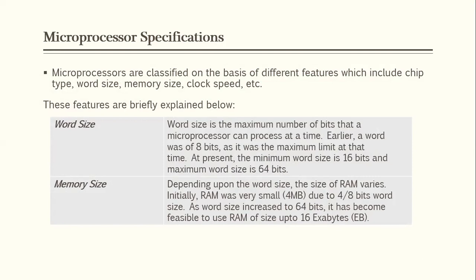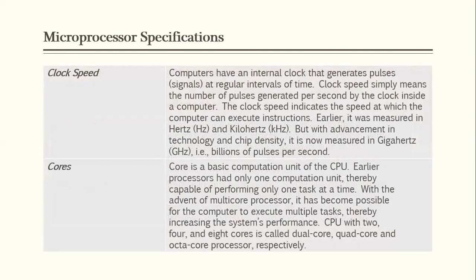Okay, it used to have only 4 to 8 bit words. So at that time it used to be 4 MB. But now that the word size has increased to 64 bits, we have RAM up to 16 exabytes. Then you look at the clock speed, you look at the cores.